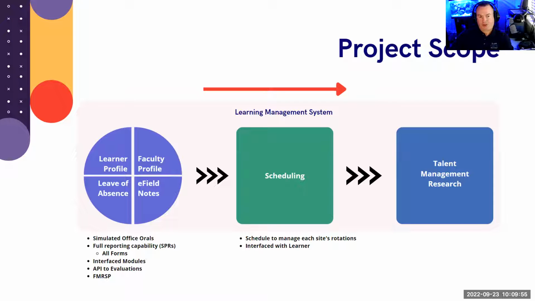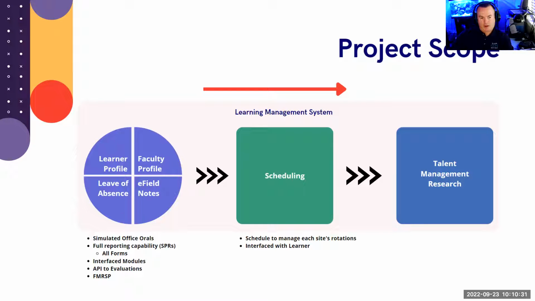Then we're going to move on to the scheduling component, where we're going to take that spaghetti plate of different schedules from the numerous different units and how they work, and see if we can come up with a solution that allows both centralized scheduling, but also some flexibility for the units to put their unique individual flavor on the schedule as they manage their different clinics. So that'll be in phase 2. And then, of course, talent management, research, and finance will be coming down the road.